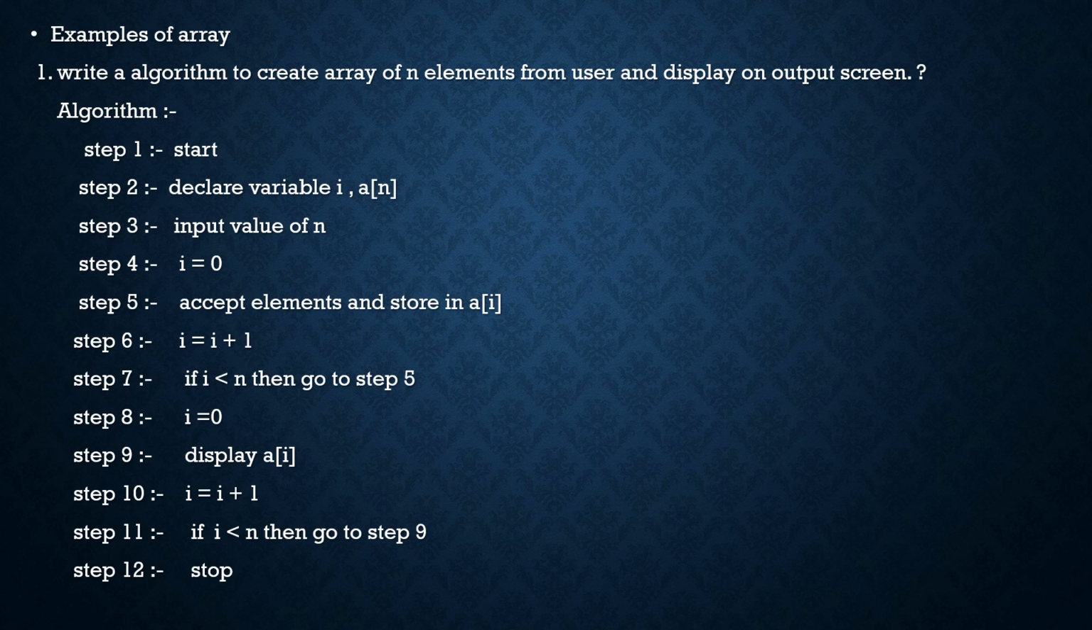Step 11, if I is less than n, then go to step 9. Step 9 is what? Display a of I. So it will go on, and when the condition becomes false, it will go to step 12, and the algorithm will be stopped here.